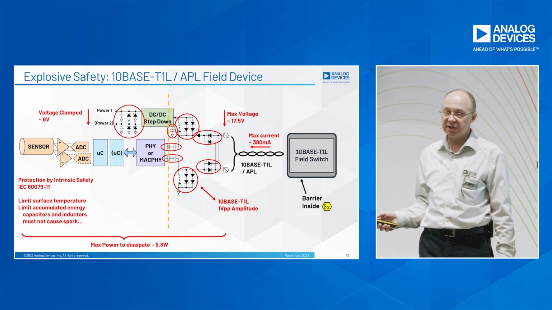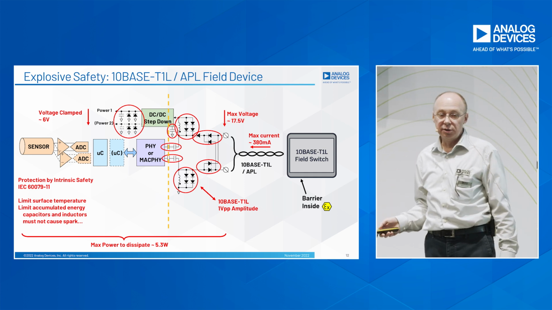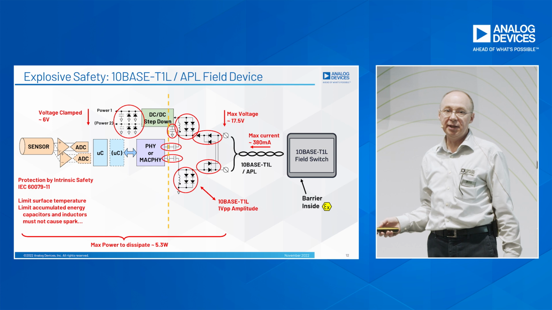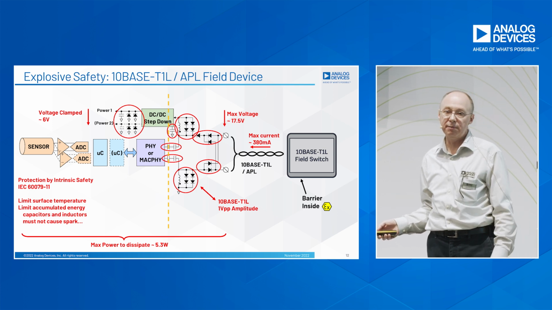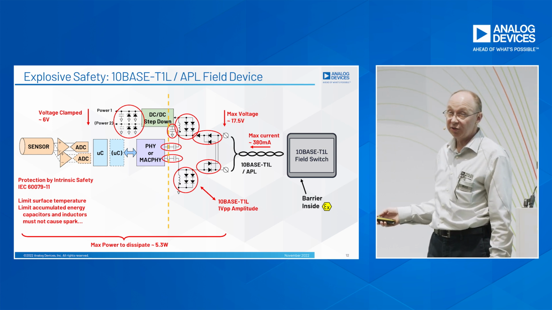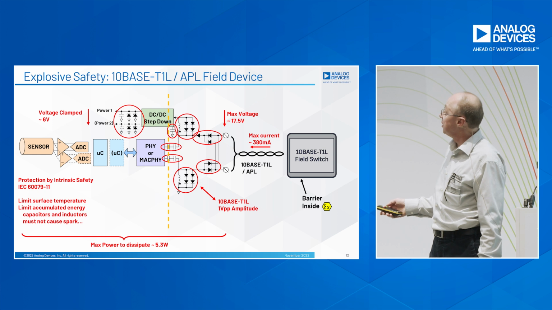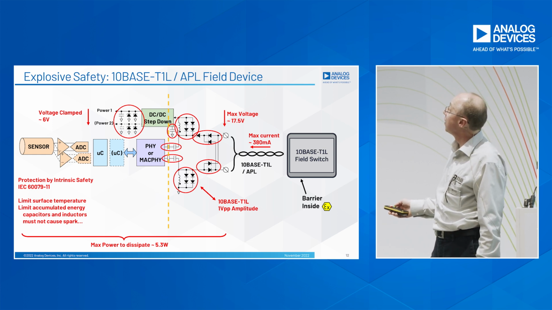And that comes from the Fisco principle, from the APL specification, but it's not completely new, because this technique and this power level is already used in some Foundation Fieldbus or Profibus PA devices today. So that's explosion safety. Again, design is not much more complicated than existing 4 to 20 milliamp loops.